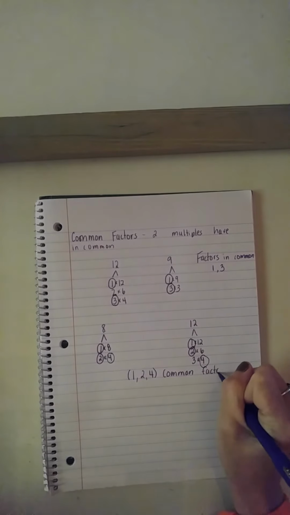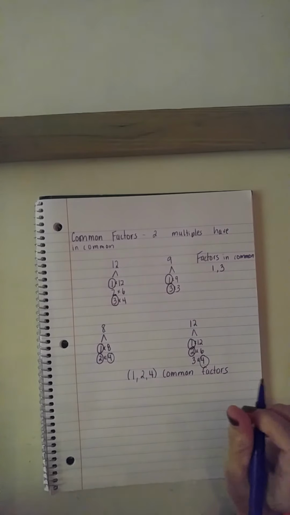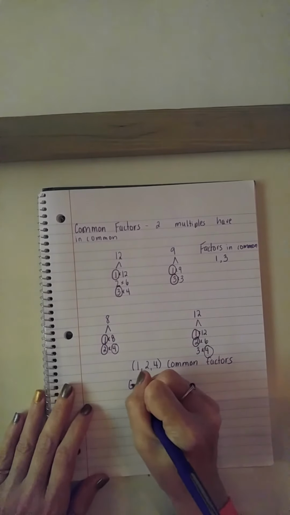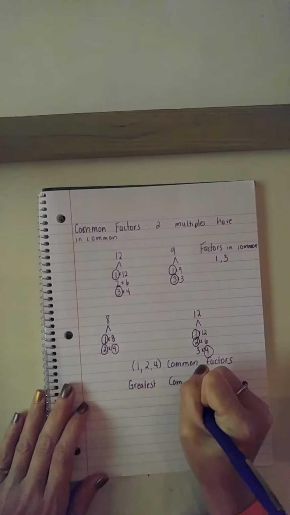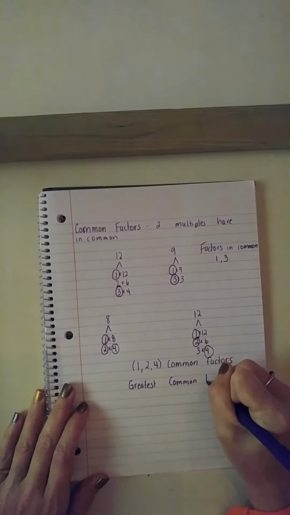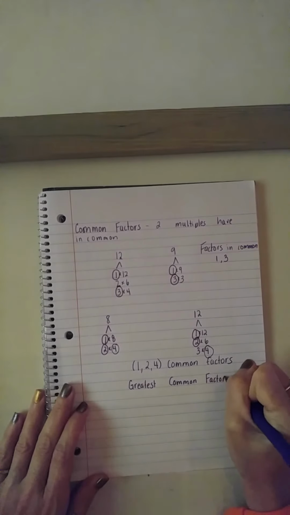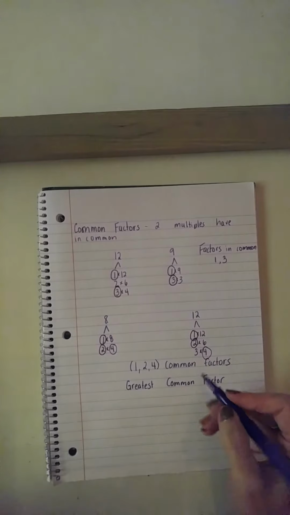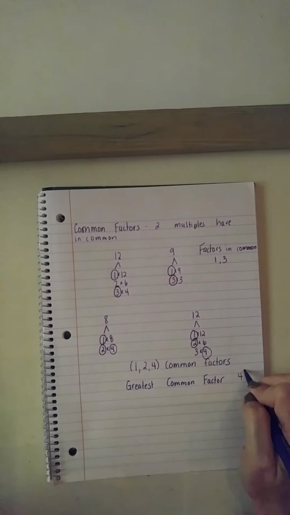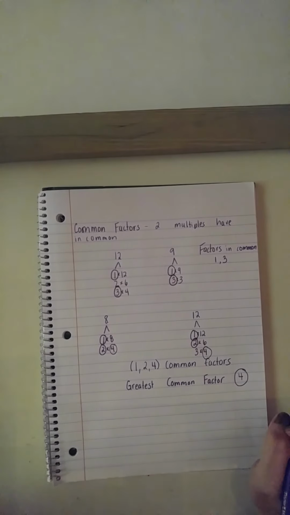And now we also talked about our greatest common factor. That is the biggest number that they have in common. So the students are going to have to be able to recognize the greatest common factor as well. So looking at these items, 1, 2, and 4, I look for the biggest number, and my greatest common factor is 4. That's the biggest number that they have in common. That is a recap of what we did.